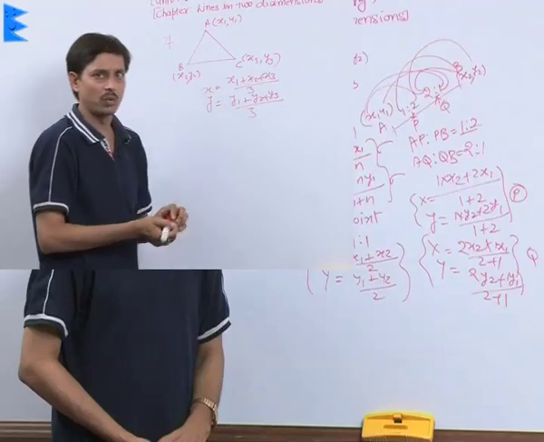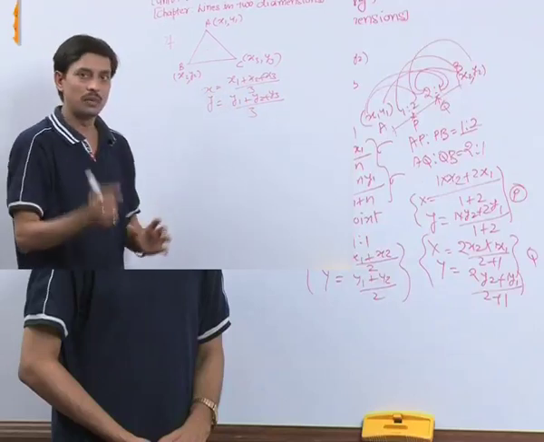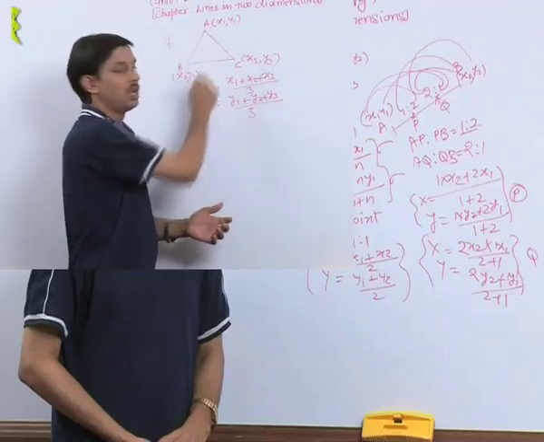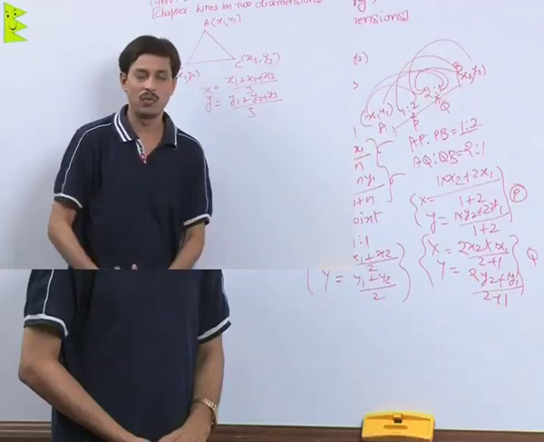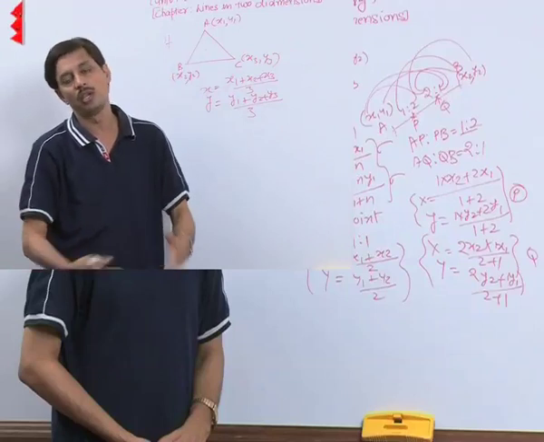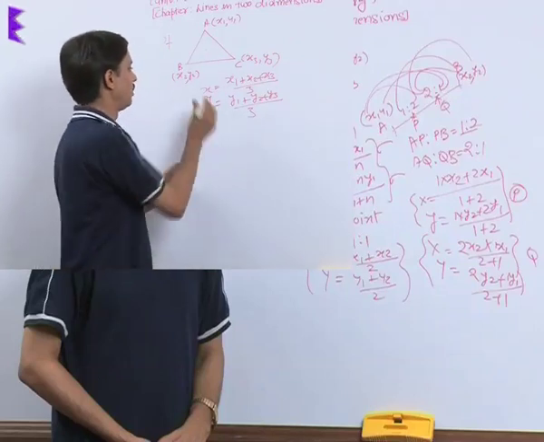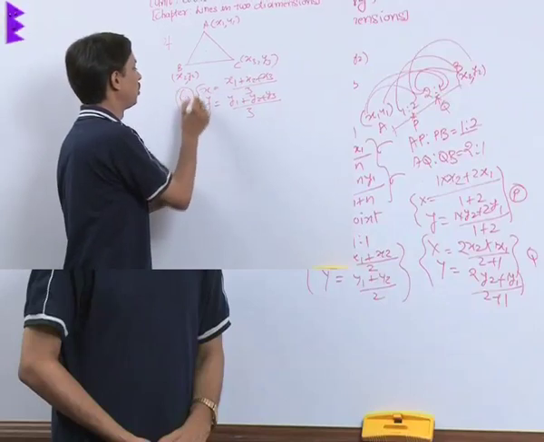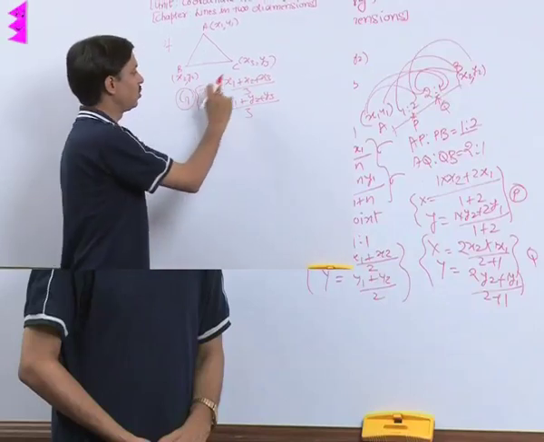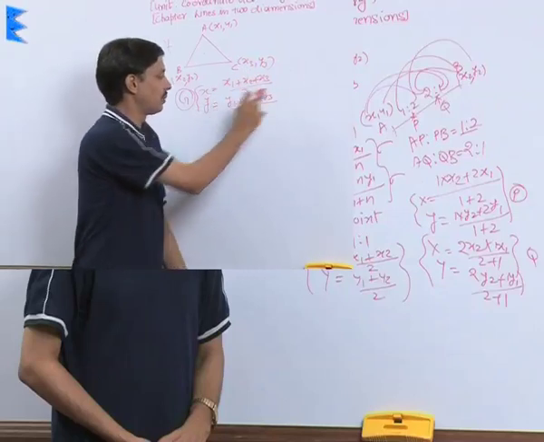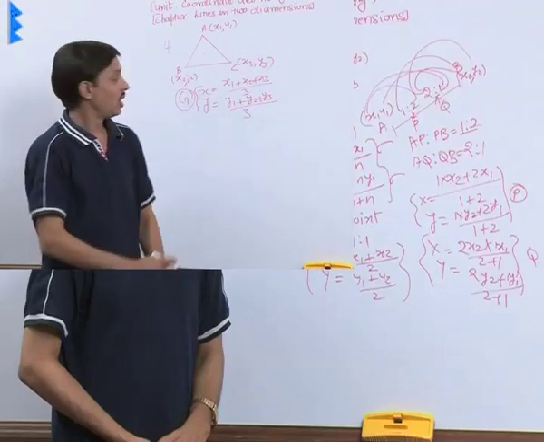So this is a very important and very commonly asked question. If the coordinates of the endpoints or vertices of a triangle are x1, y1, x2, y2 and x3, y3, then prove that the coordinates of the centroid, which is generally denoted by G, are x equals x1 plus x2 plus x3 upon 3, y equals y1 plus y2 plus y3 upon 3.